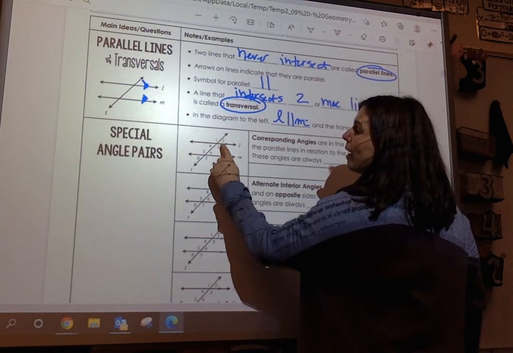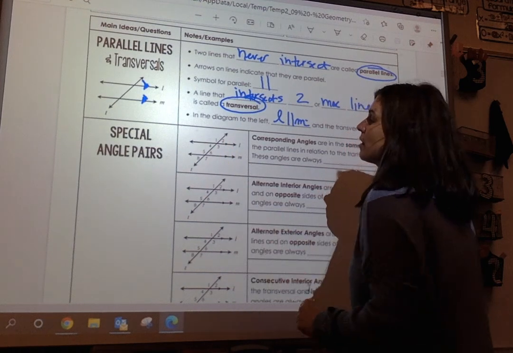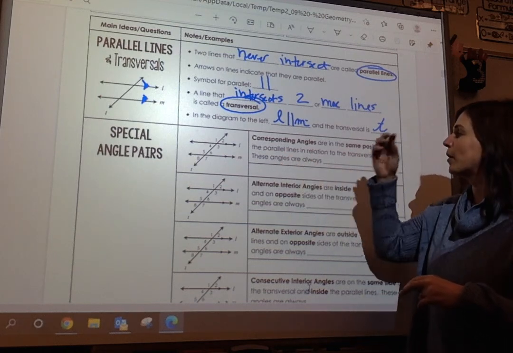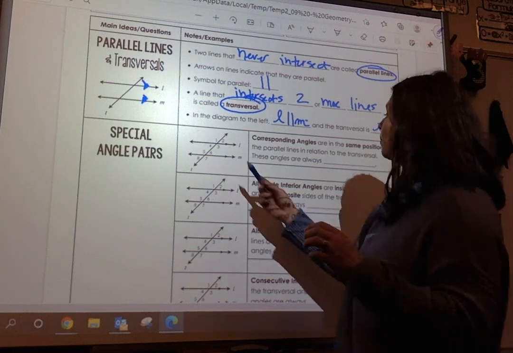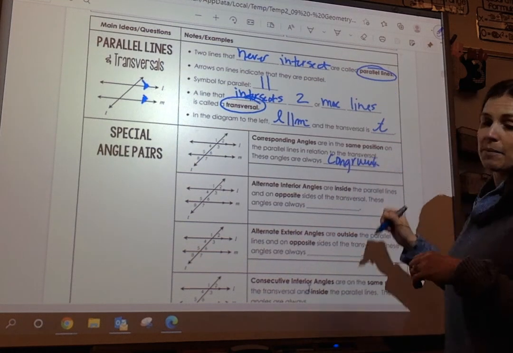1 is on the upper left, 5 is on the upper left. 2 is on the upper right, 6 is on the upper right. So that's what corresponding angles are. They're in the same position on the parallel lines in relation to the transversal. And these angles, when the lines are parallel, are always congruent, which means they have the same measurement.